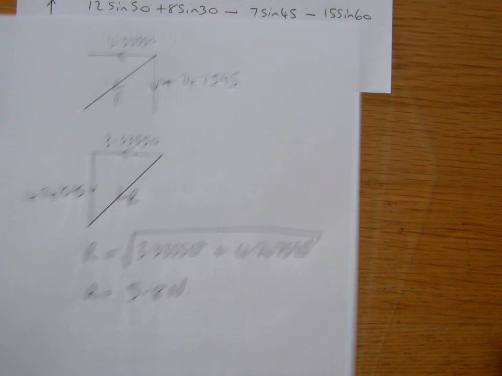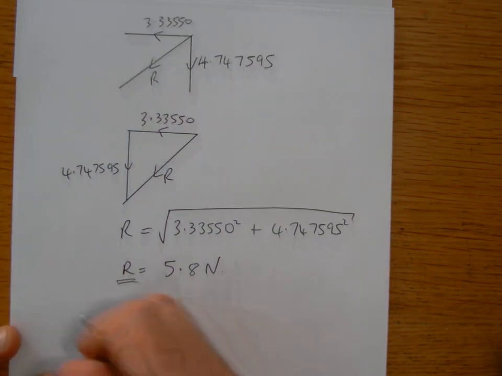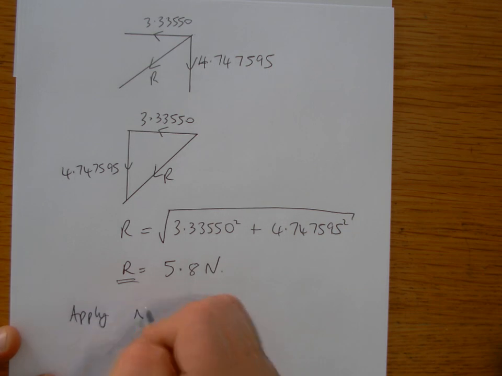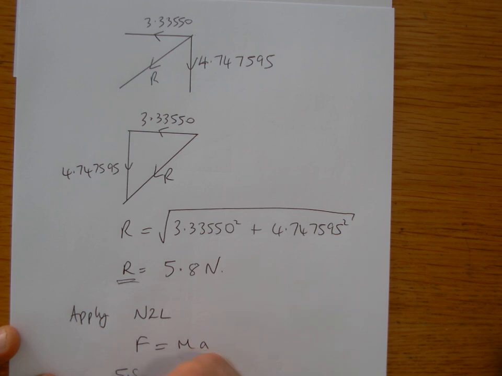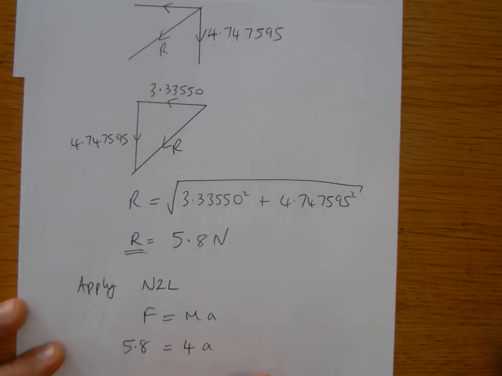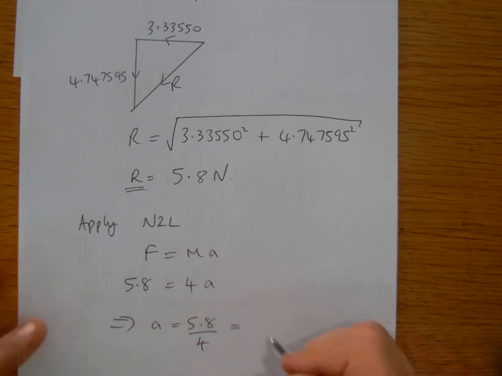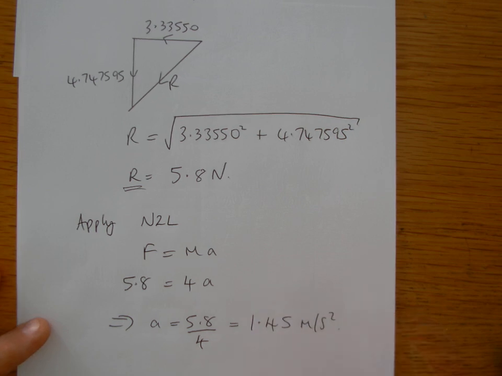It then says determine the magnitude of the acceleration. Well, we know that's the resultant force, so we just apply then Newton's second law. Okay, so F equals ma. So we know the resultant force is 5.8. We know the mass is 4 because it explains that in the question, and then we've got the acceleration then, which we're going to work out. So that means then the acceleration is 5.8 divided by 4. Okay, so we get 1.45 meters per second squared.